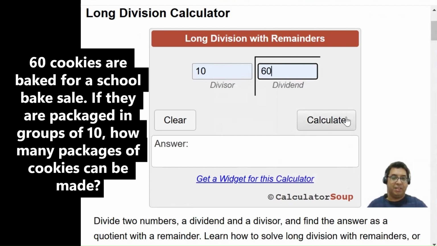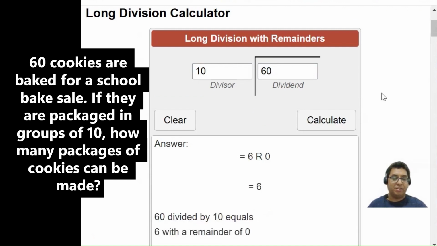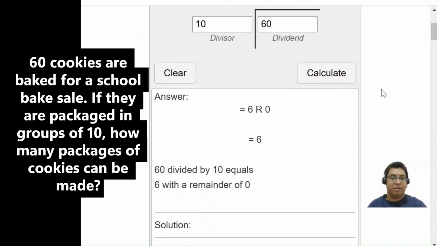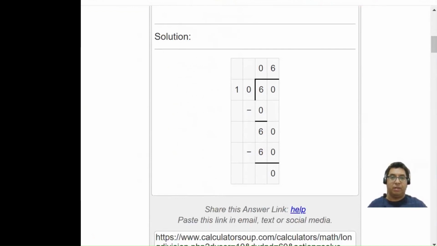Let's go ahead and calculate that now. And then for our answer, 60 divided by 10 again is 6. Just 6, no remainder here. And then for our solution, we have here how you solved 60 divided by 10, just to show you how you got the answer. Let's look at the third problem now.